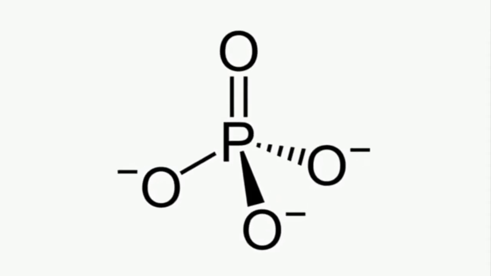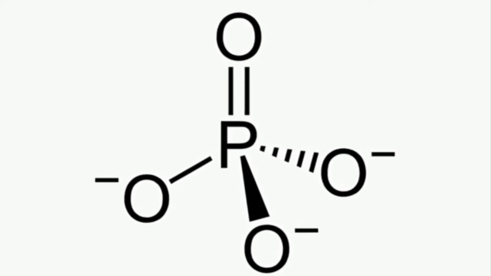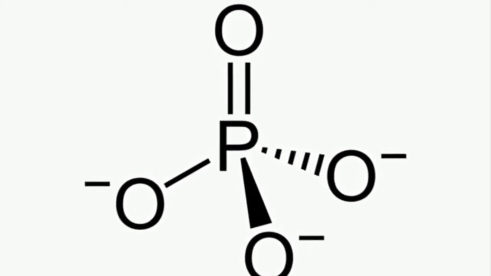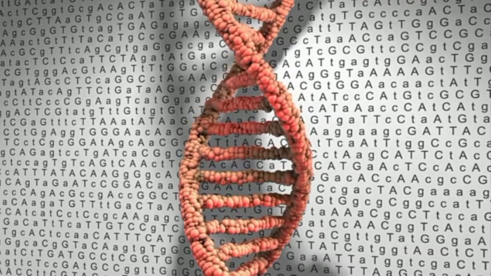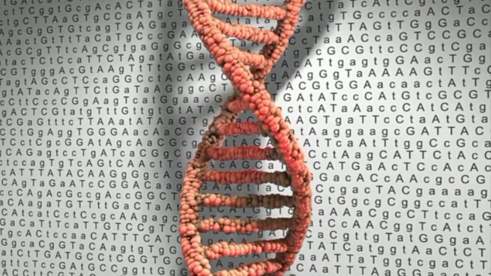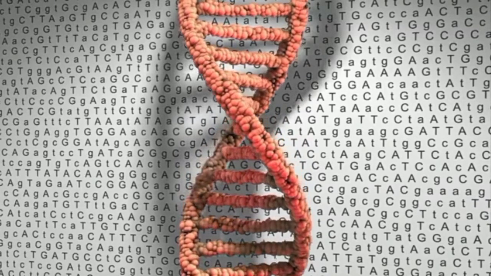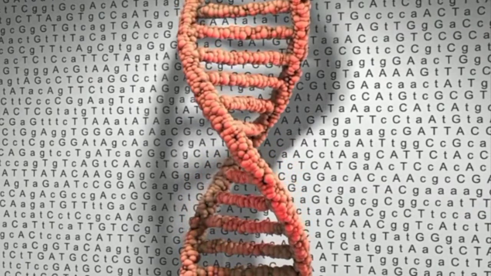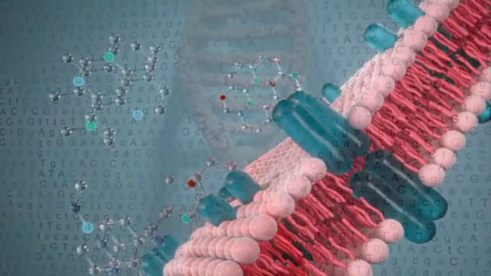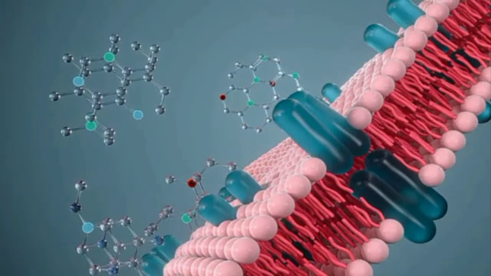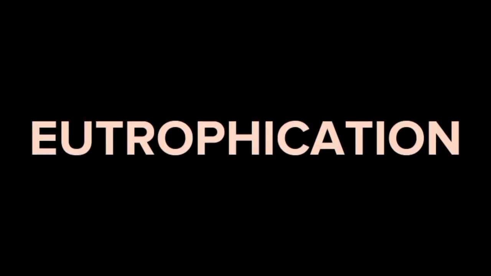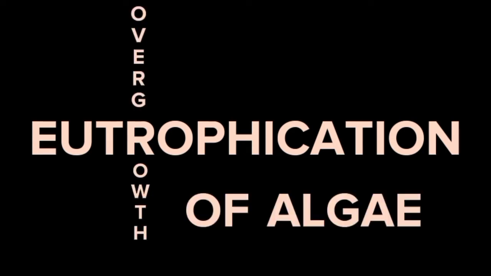Phosphorus is an essential nutrient found in the macromolecules of humans and other organisms, including the DNA. Phosphorus is often the limiting nutrient, or nutrient that is most scarce and thus limits growth in aquatic ecosystems. When nitrogen and phosphorus from fertilizer are carried in runoff to lakes and oceans, they can cause eutrophication, which is the overgrowth of algae. The algae may deplete oxygen from the water and create a dead zone.